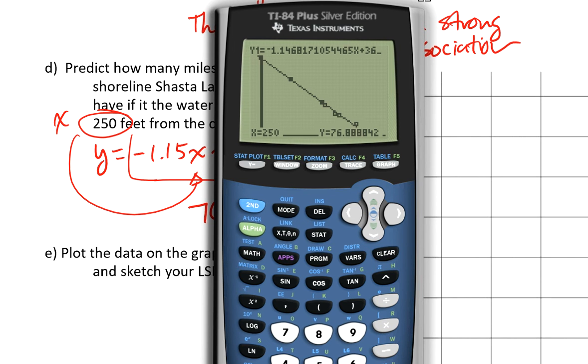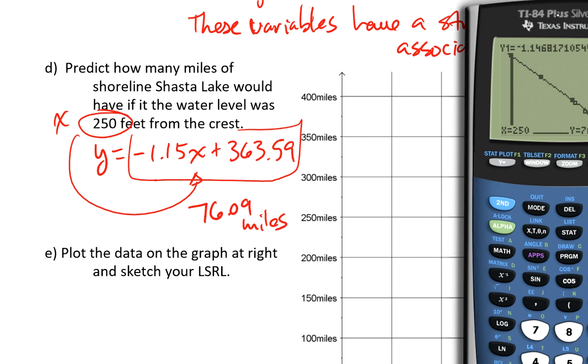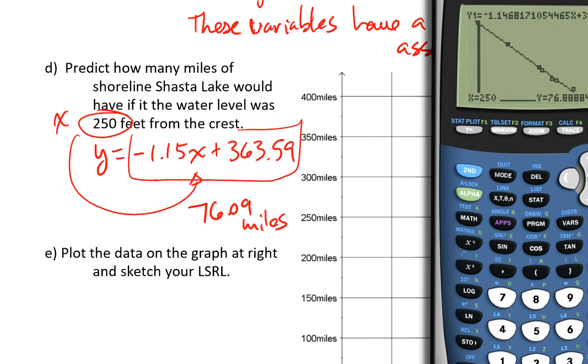And you can see it's 76.9. That's interesting. Oh, I know why. There was some round off from this. I rounded these to the nearest tenth, so that's why there's a slight discrepancy there. But it's about 76 miles of shoreline according to this model.